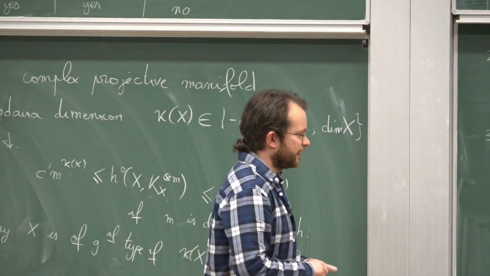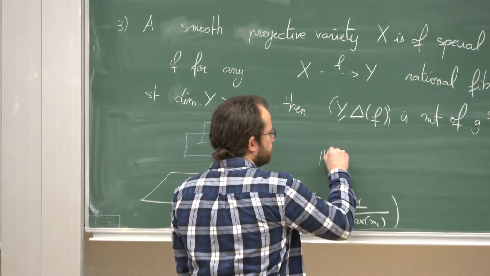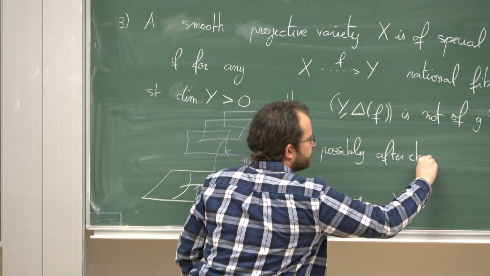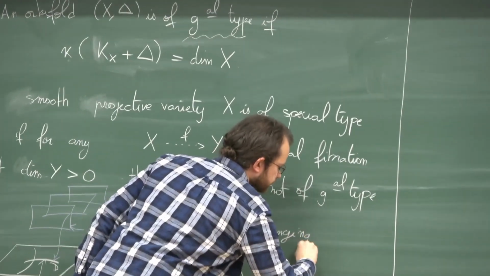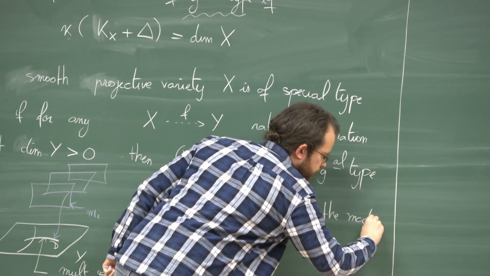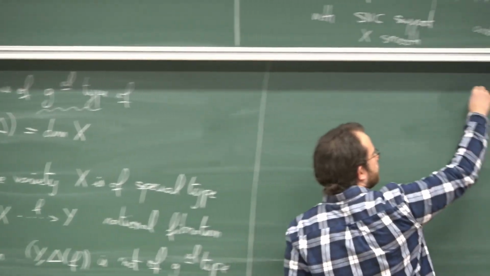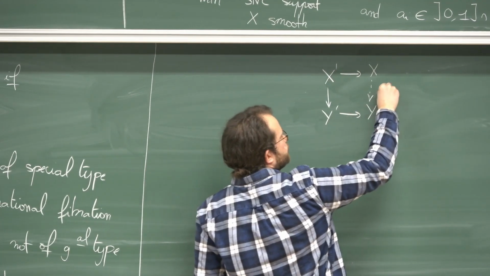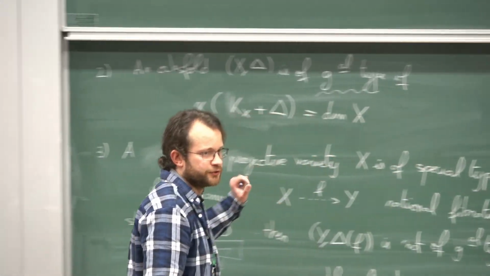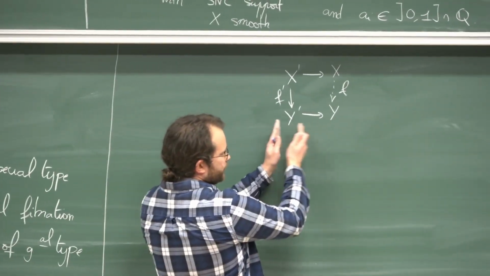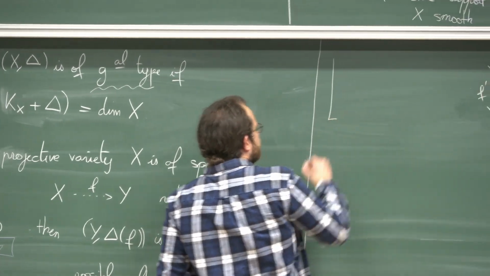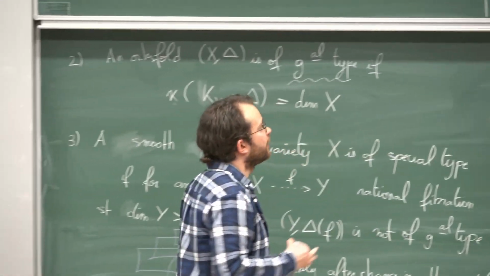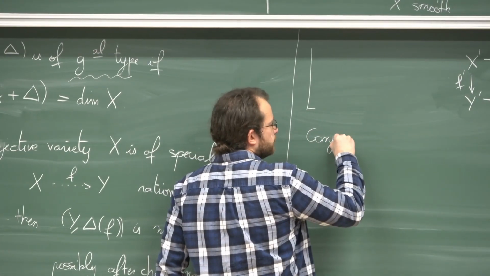Okay, and then I lied a bit. This is not true for any fibration, but possibly after changing the model of the fibration. So if I put X here, then maybe you have to change the model to get a true fibration such that the base is not of general type. It can happen that the Kodaira dimension decreases when you change the model, and that is what you have to do. Okay, and now I can express the two conjectures of complex hyperbolicity.